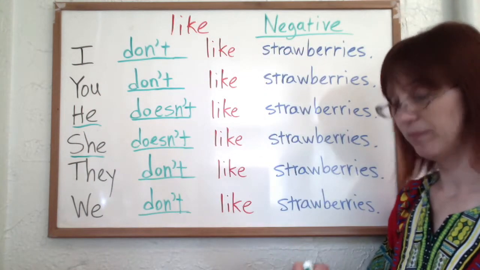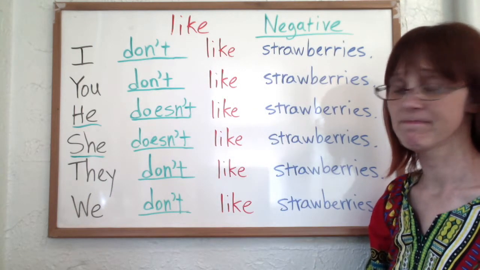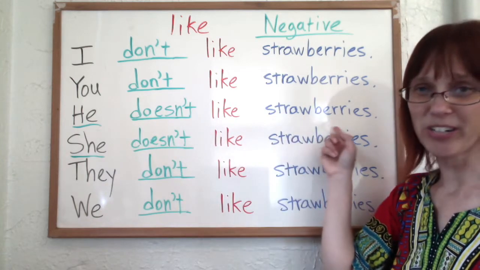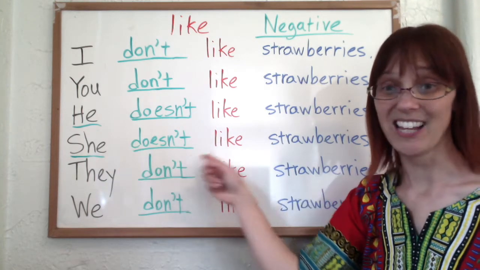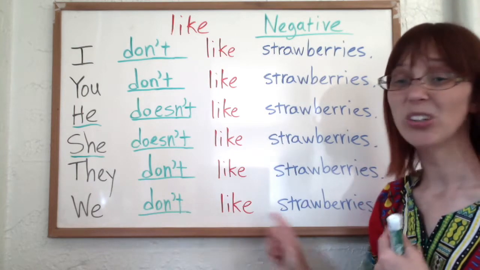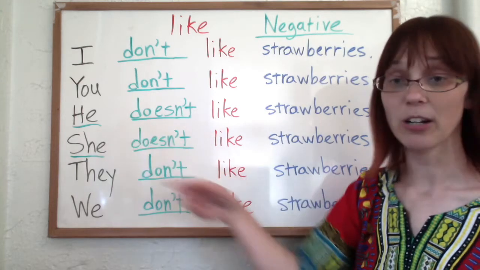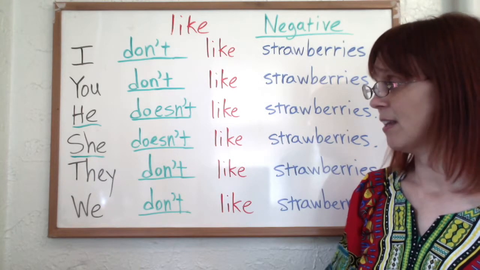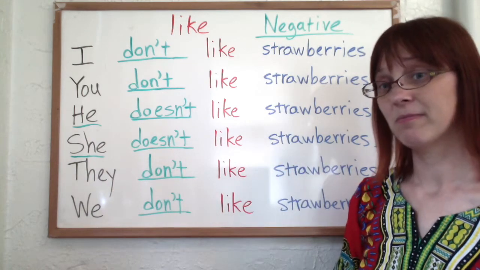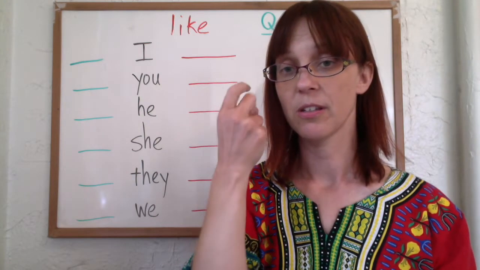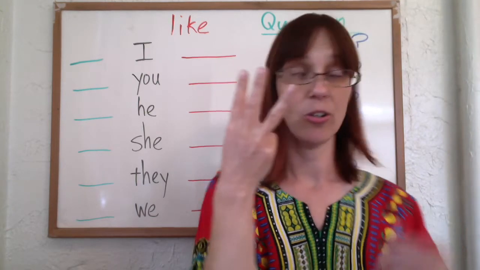So that's negative. I don't like strawberries. You don't like strawberries. He doesn't like strawberries. She doesn't like strawberries. They don't like strawberries. We don't like strawberries. So I can talk about my family again. My husband doesn't like strawberries. My daughter doesn't like strawberries. So that's negative. There are three forms of sentences: affirmative, negative, and question.